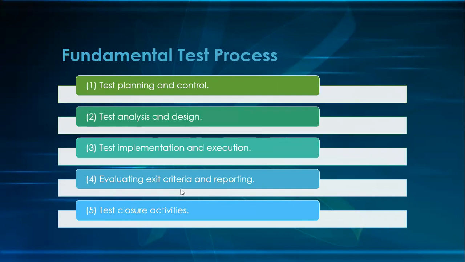So number 4 says evaluating exit criteria and reporting. What it means is that you have finished implementation and execution. Analyze it. So Alex brought it and said 40% passed, 40% failed, and 20% blocked. That's what he gave us as the analysis. That's what I analyze and I will report against. So as you have stopped testing, you need to give a reporting. So two of them have to work together.